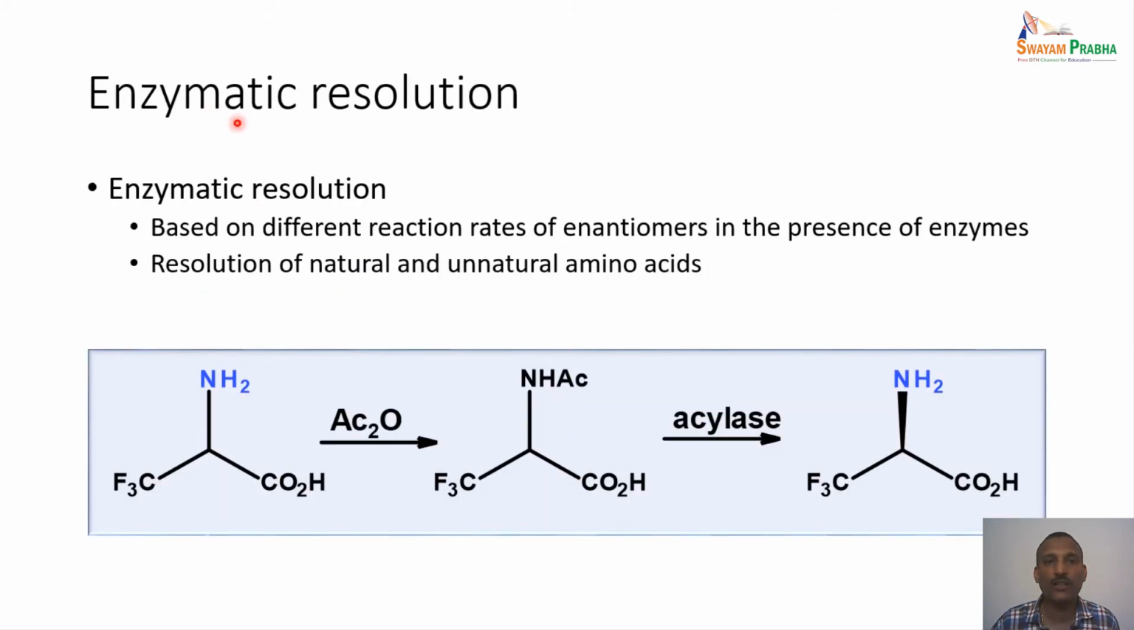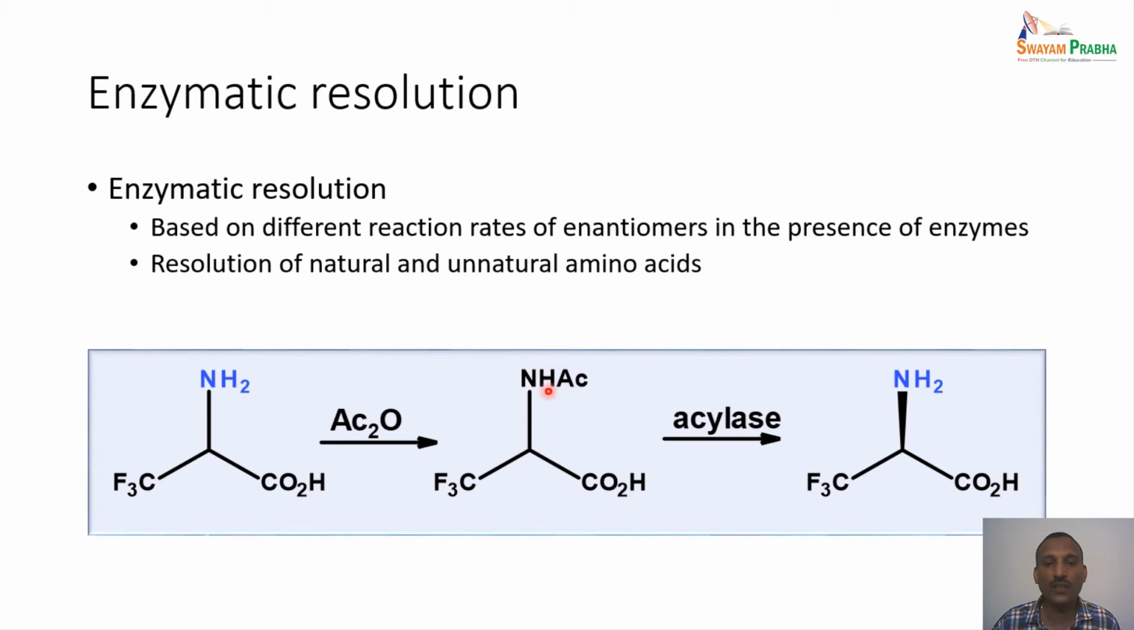The next one is the enzymatic resolution. In this case, we already know it is based on the presence of the enzyme, where the reaction rates are different. This is generally used for the resolution of natural and unnatural amino acids. We have an unnatural amino acid shown here. It has a trifluoromethyl group, an amine and a carboxylic acid, so this is an alpha amino acid. It is treated with acetic anhydride to form the N-acetyl derivative.